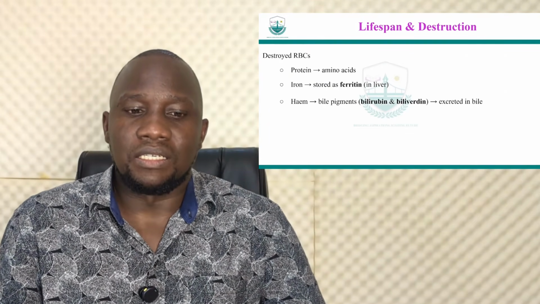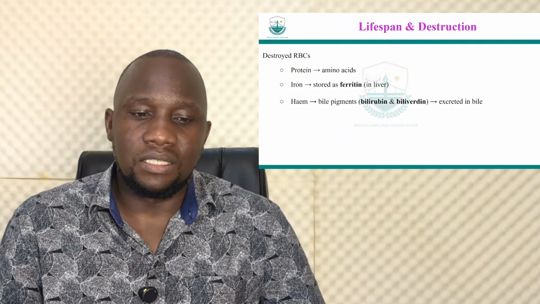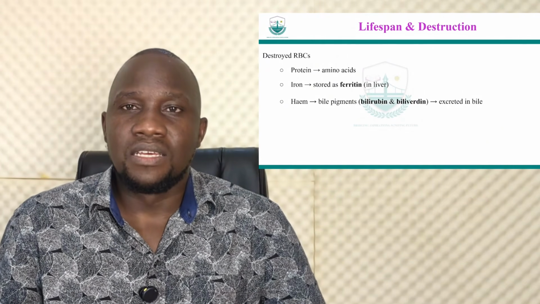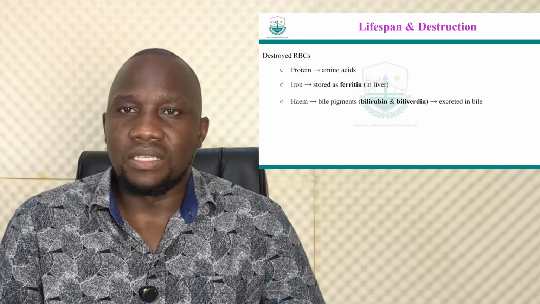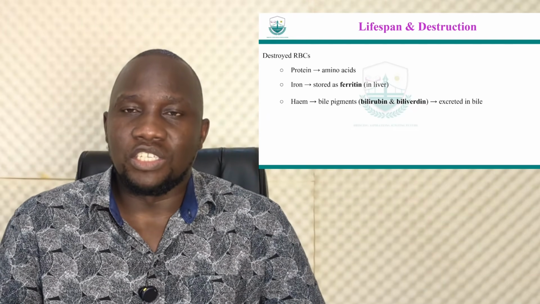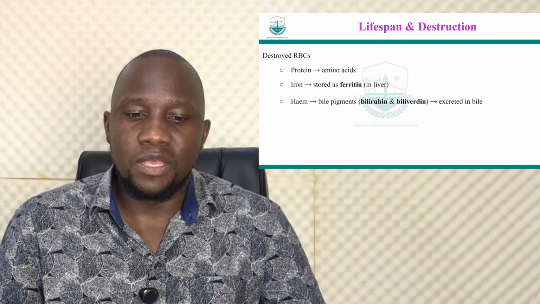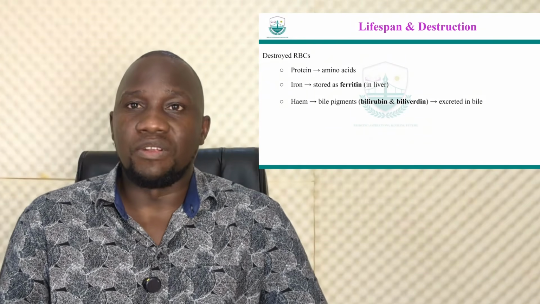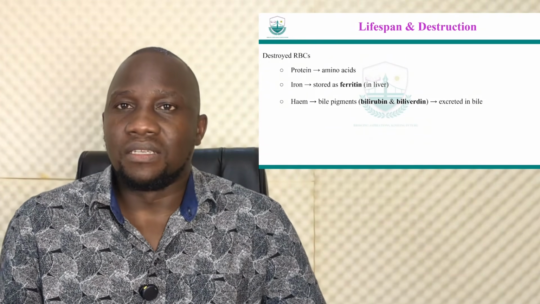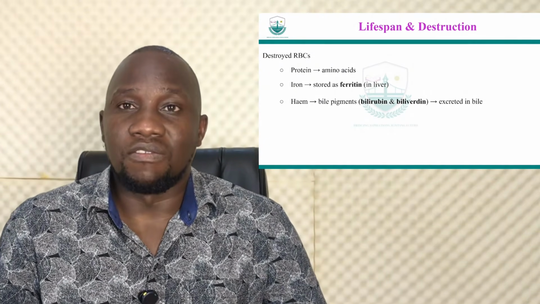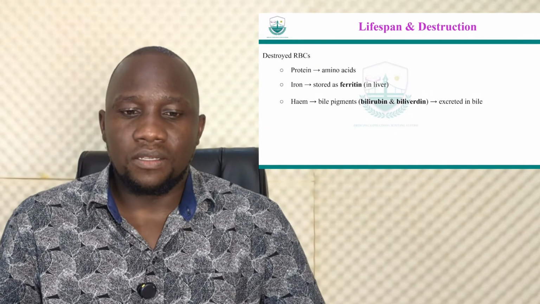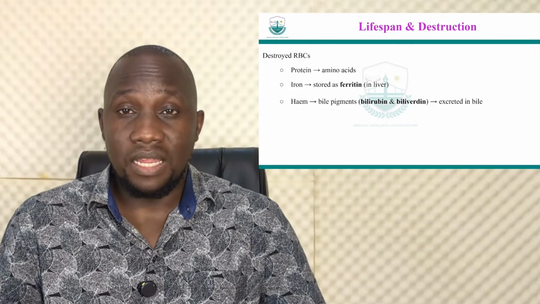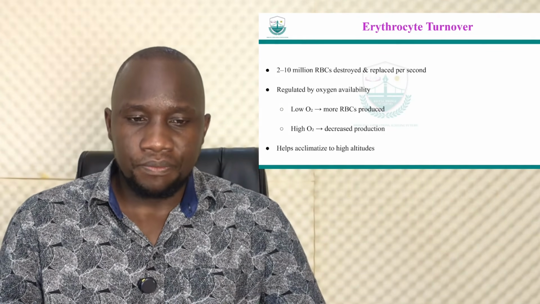Usually, you will get the following components if you break down red blood cells. You will get protein, and then you get iron, you get heme. The protein is basically amino acids, and the iron is part of the hemoglobin. It's very important in transport of oxygen. And then the heme is usually turned into pigments, bilirubin and biliverdin, and these are excreted through bile, and this is what gives the feces their color. Some of the iron will actually be reused.